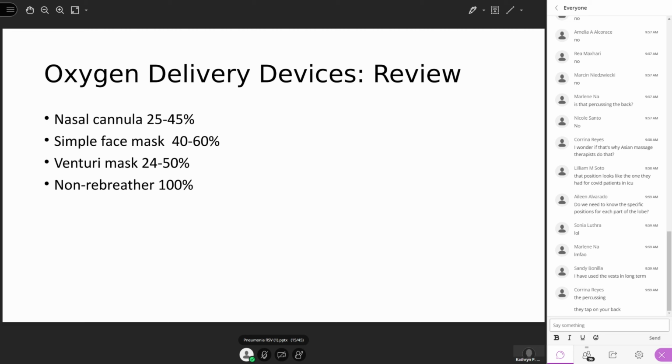Really quick review, and I'm going to spend 10 seconds. Of the different delivery devices, know that the highest is the non-rebreather.